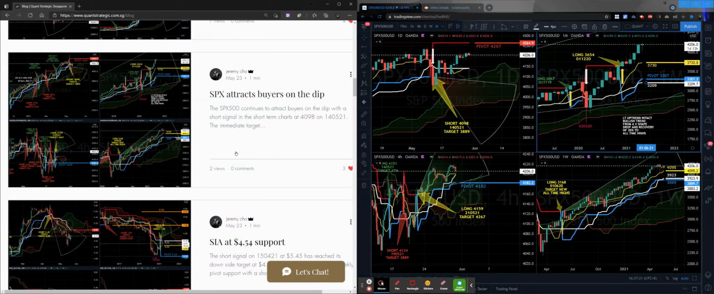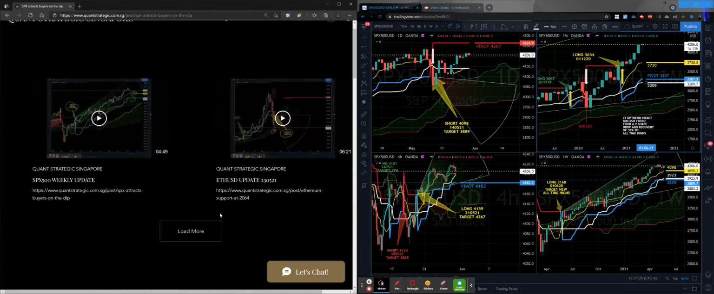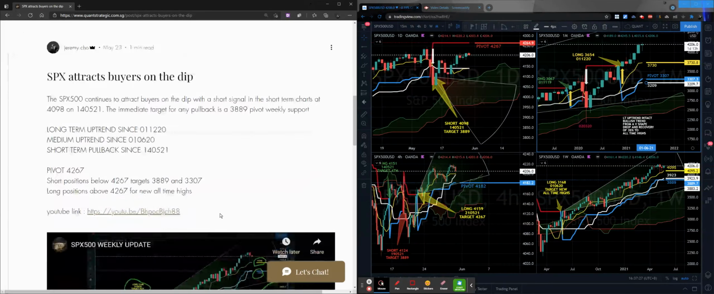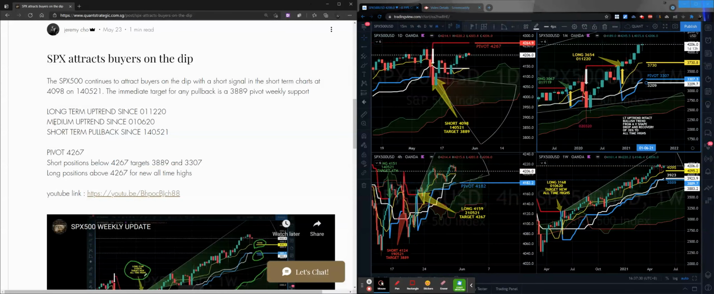And what I want to talk to you about is the SPX, which was updated last Saturday. I would like to guide you through how to use the information on the blog, for example, your long-term uptrends, short-term uptrends, and your pivot point especially. All right, so let's go back to the chart, guys.